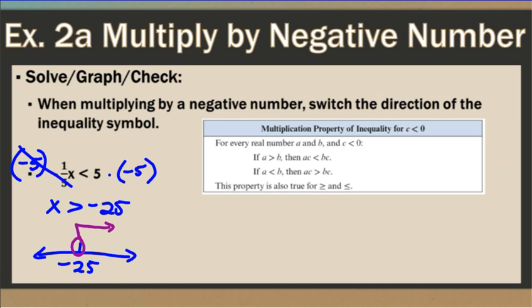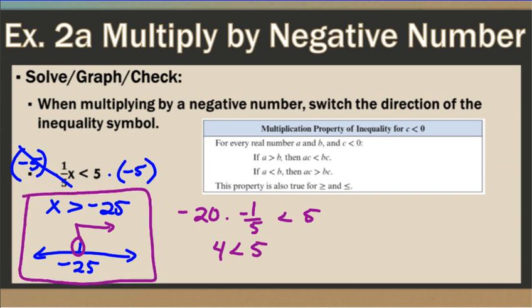To check my answer, I need a number greater than negative 25. So I'm going to choose negative 20. Negative 20 times negative 1/5 has to be less than 5. Negative 20 times negative 1/5 is positive 4. 4 is less than 5, so I know my answer is correct.